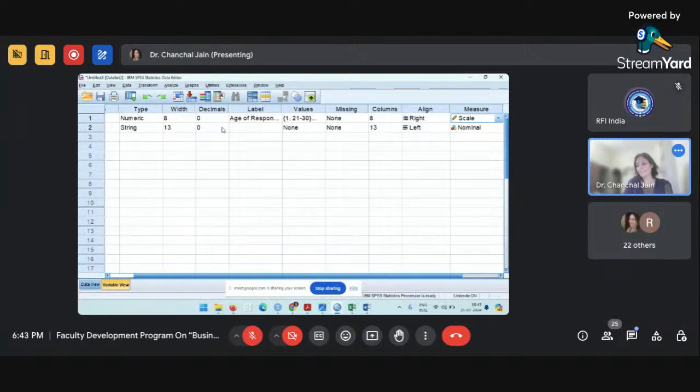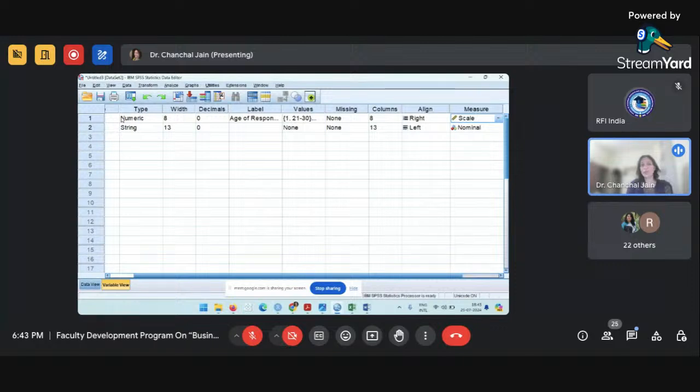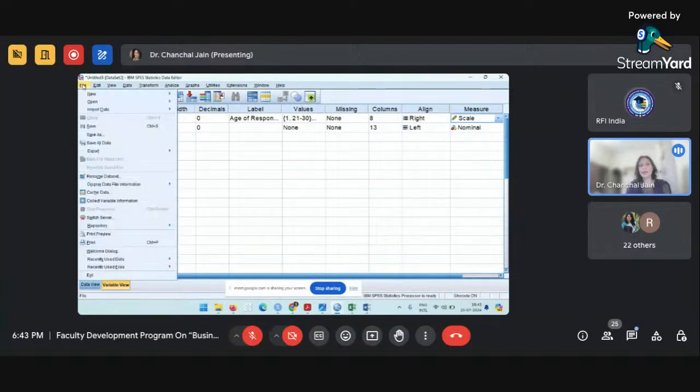Yes, ma'am. Now we'll look at how you can import data in SPSS, right? There are various ways of importing the data in SPSS. One way is the file. You can go in the file, click on open, and click on data. This is the first way of bringing the data in SPSS: file, open, and data.